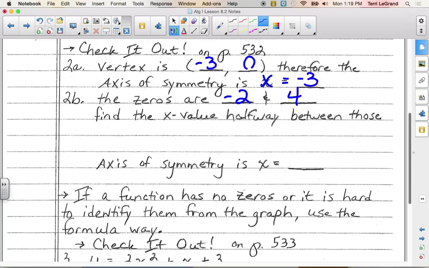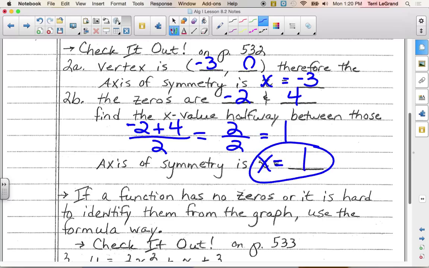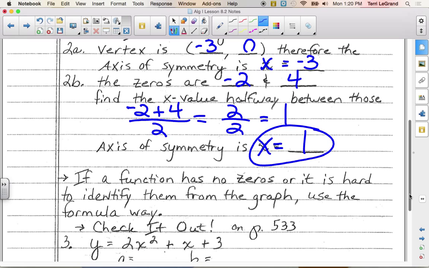How can we do that mathematically? Add them together and divide by 2. So what's -2 plus 4? 2. What's 2 divided by 2? 1. So our axis of symmetry is x equals 1. Again, it's an equation, not just a number. It's an equation, it's a vertical line. Okay, anybody got questions about finding the axis of symmetry using the graph?